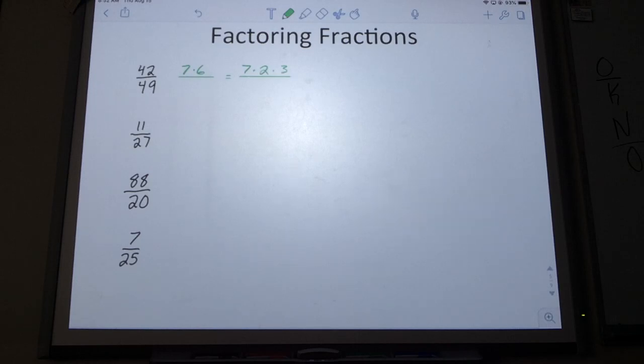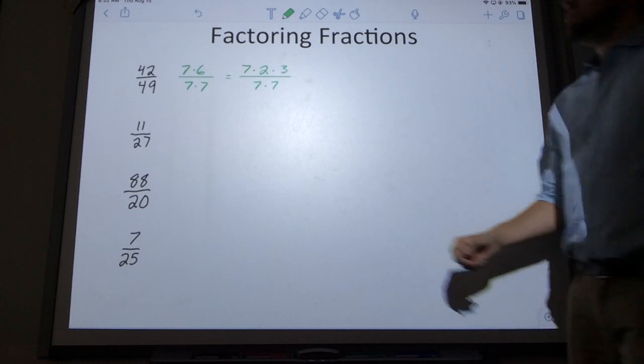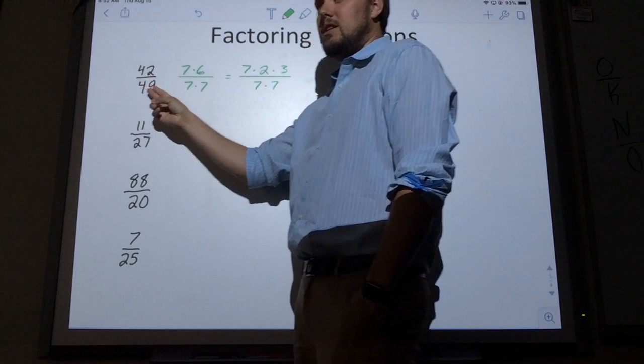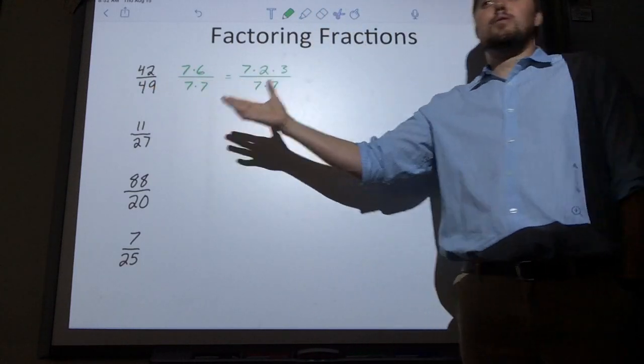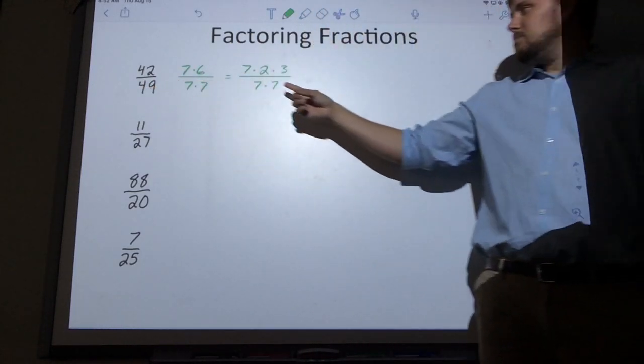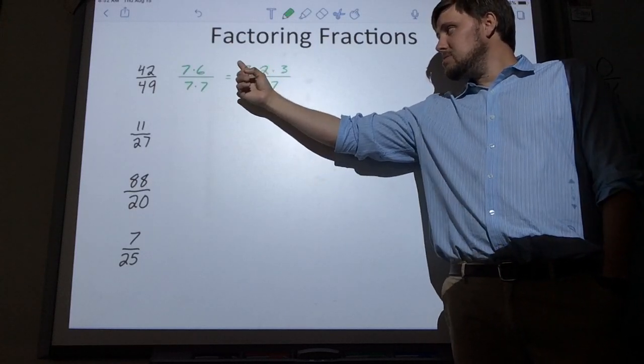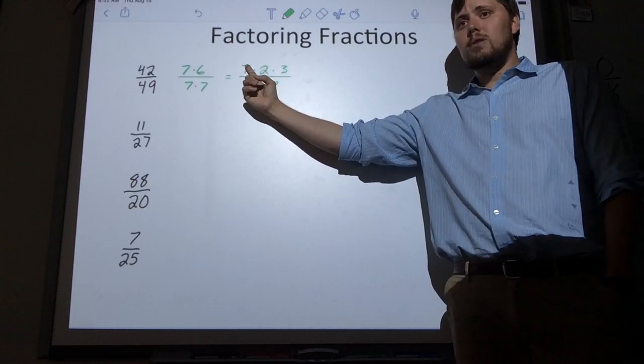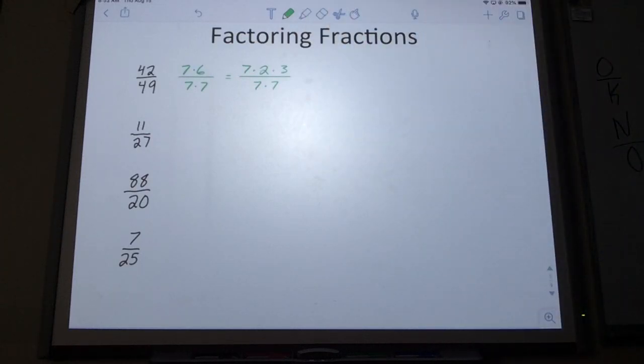Okay, on the bottom, that 49 can turn into a 7 and a 7. Neither of those can be split up again, so I'm just going to write them again. So this is another thing where I think you could probably simplify this in your head, but we're giving you the reasoning behind it for later reasons. Okay? So if you break everything down to primes, you can see that those 7s are going to turn into a 1, just like C over C. So that's why 42 over 49 simplifies to 2 times 3, which is 6 over 7. So it's the real reasoning behind it.